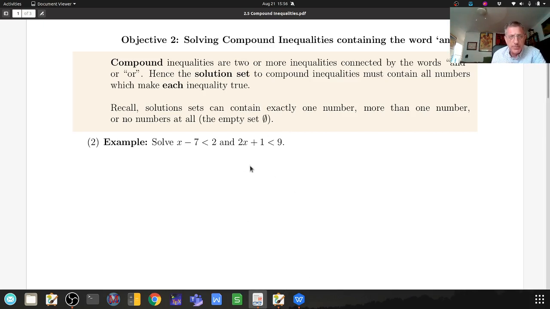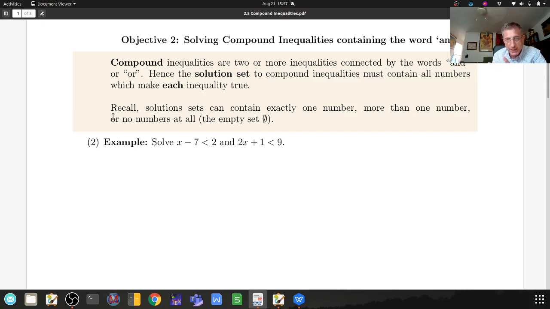So let's look at objective 2, solving compound inequalities containing the word and. But first I will tell you what a compound inequality is. A compound inequality is two or more inequalities connected either explicitly or implicitly by the word and or or. So those are two words, and the other word is or. And we're going to do the one with and right now. Hence, the solution set to a compound inequality must contain all numbers which make each inequality true.